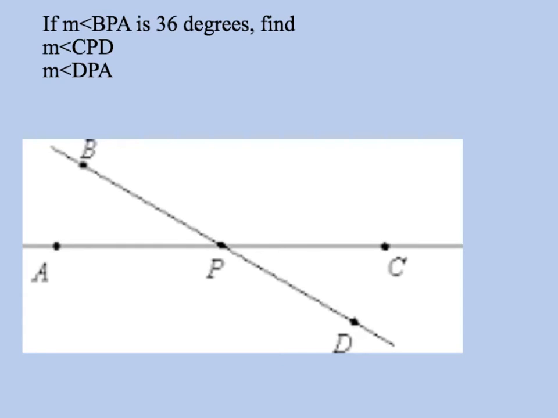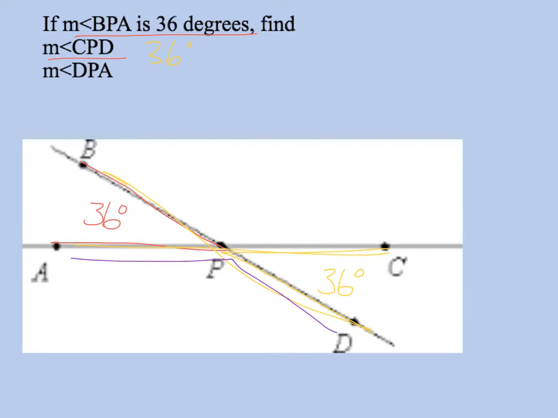If the measure of angle BPA is 36 degrees, so I'm going to mark BPA 36 degrees, find CPD. Well, they have two intersecting lines, and angles opposite are vertical, so this must be 36 degrees as well. Then it wants me to find the measure of angle DPA. So DPA is right here.